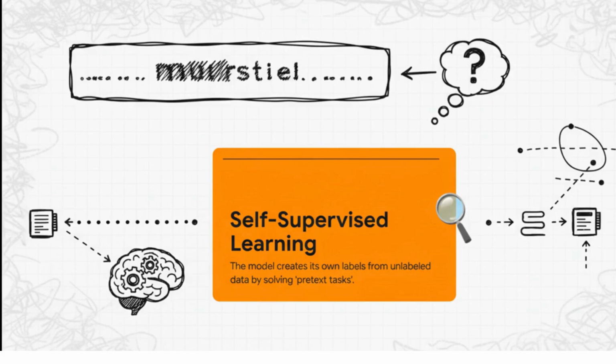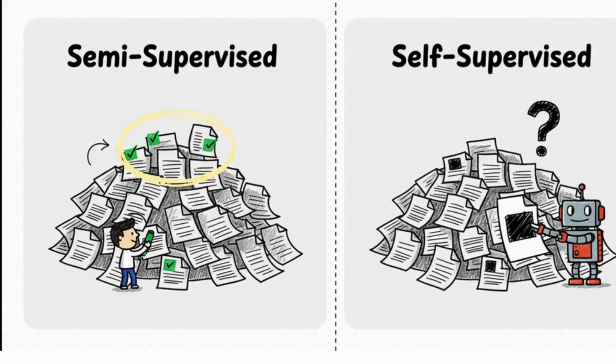It's pretty brilliant. So you might be thinking, okay, they sound similar. What's the real difference between semi-supervised and self-supervised? Well, it's simple. Semi-supervised still needs a little bit of human help, a small set of label data to get started. But self-supervised, it needs zero human labels. It's completely autonomous, creating its own puzzles to solve from the raw data.